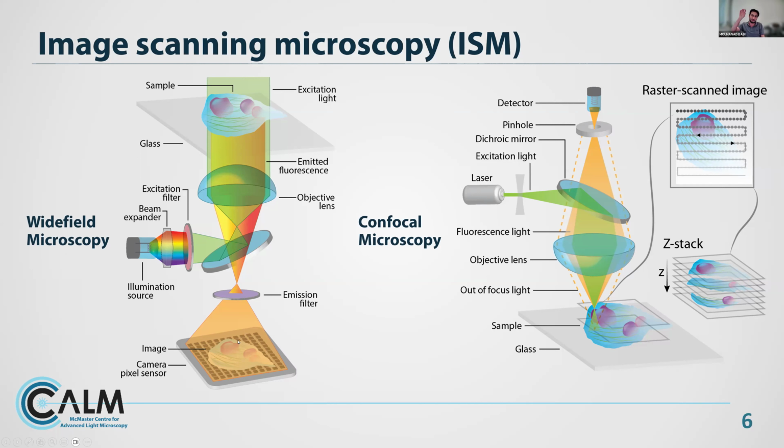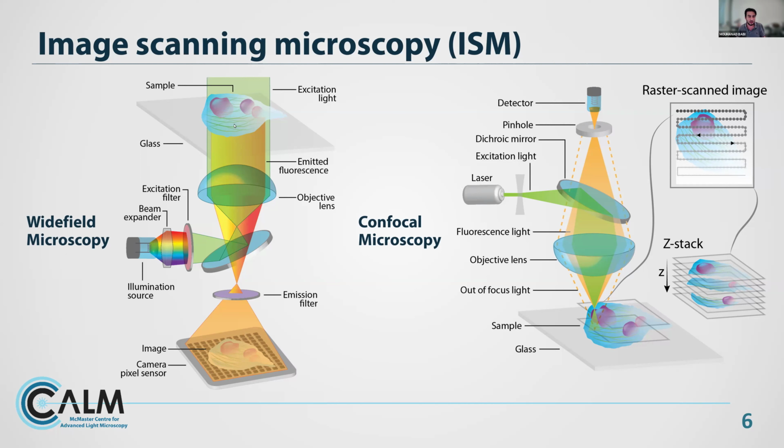And again, now the image is focused onto a camera, which has a sensor with thousands of tiny pixels that will be able to detect light from different parts of the sample simultaneously. So this is what makes wide field microscopy very fast, in that we're able to look at different parts of the sample almost simultaneously and generate an image very quickly. And this is how our phone cameras work, for example, all through the wide field principle.